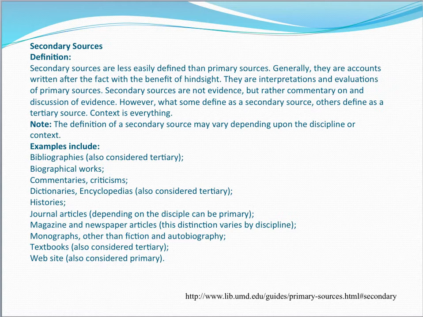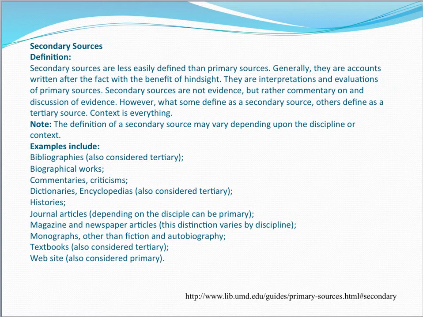For example, bibliographies. Also consider tertiary source. Bibliographical works, commentaries, criticism, dictionaries, encyclopedias, also consider tertiary. Sometimes I like to consider bibliographies and reference sources as tertiary sources. However, some people consider them secondary sources.